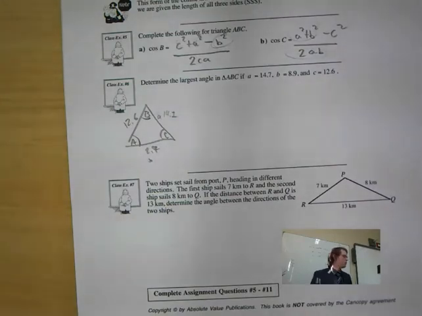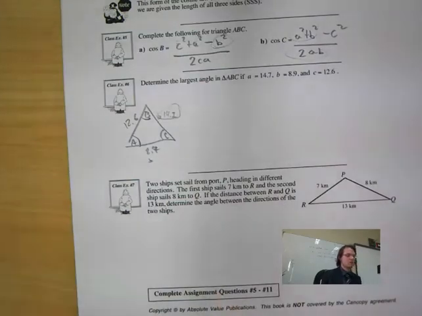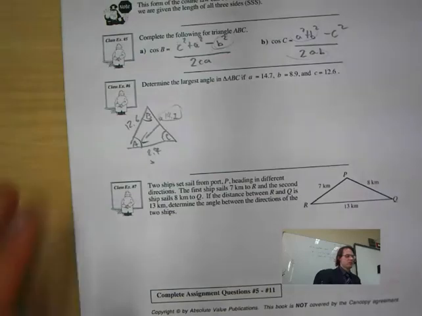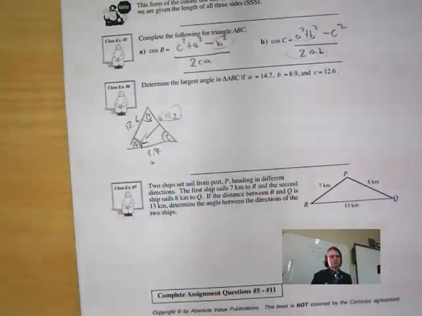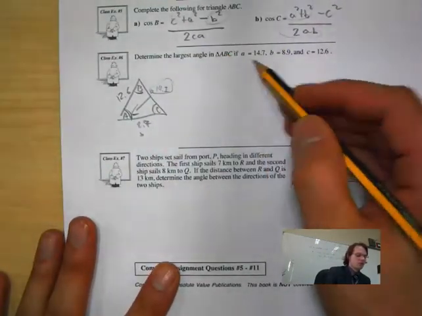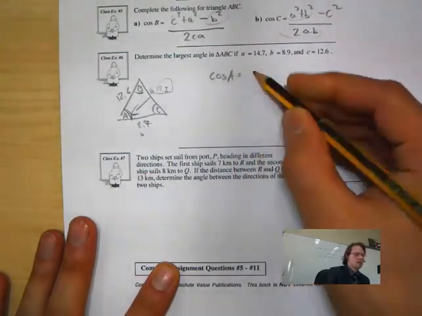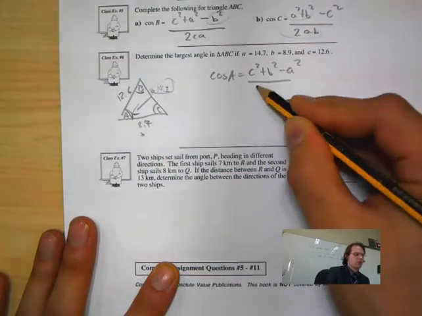So we're going to have to use cosine to figure out the largest angle. Which one's the largest angle? Well, A is the largest side. Therefore, angle A we could say is the largest, because this angle will be the widest in order to make this the longest side. Hopefully that makes sense. So we're looking at cos A is equal to c squared plus b squared minus a squared all over 2cb.